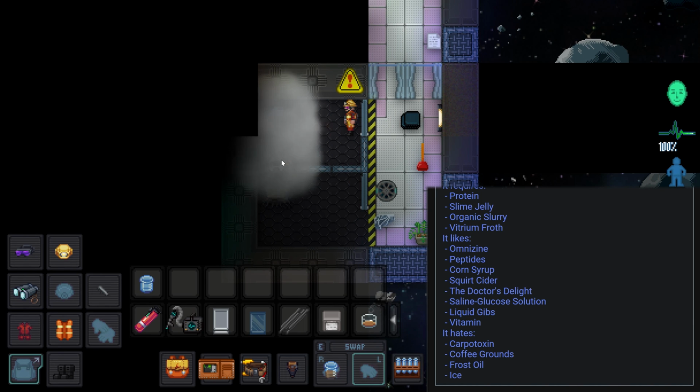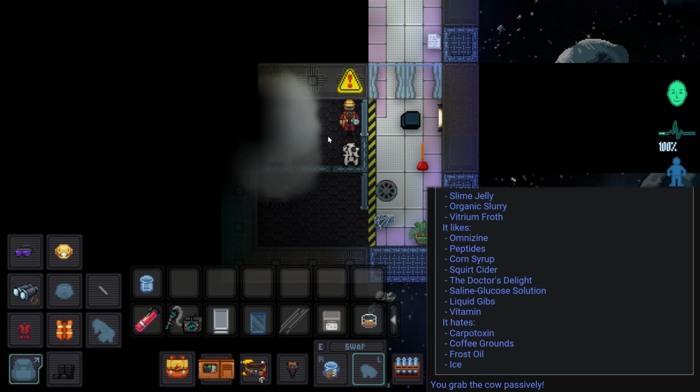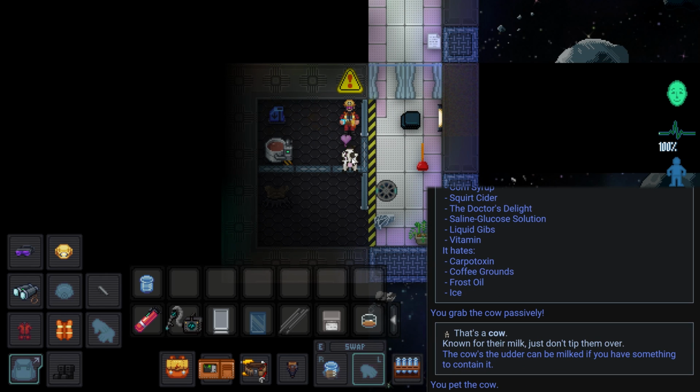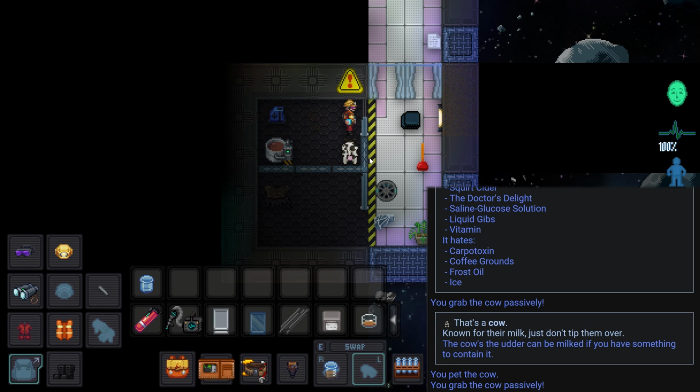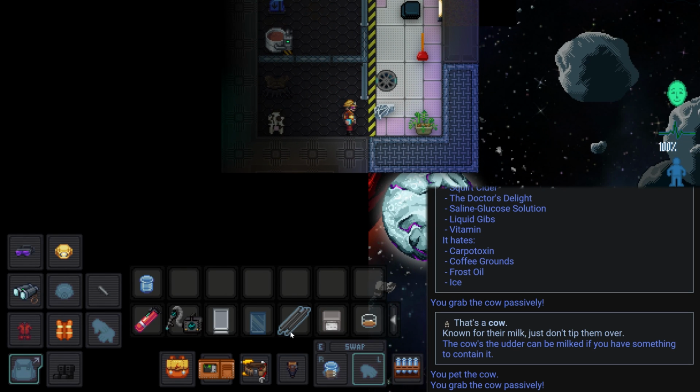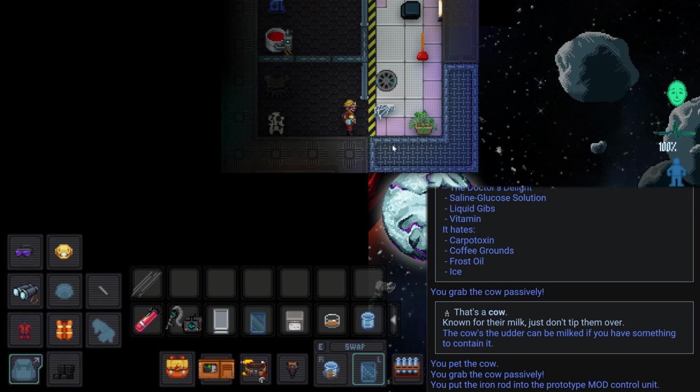And after some time, it spawns a cow. So we have a nice, beautiful cow. And after some time, we can get some milk from its udder. Let's put this cow here for now. And I'll also place this glass window here so that it will not run away.